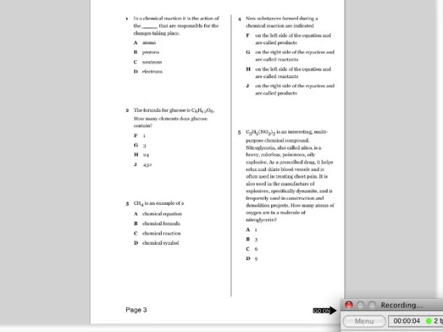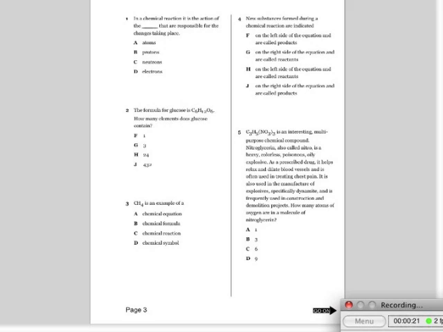Okay, so these are the questions in the second 6 weeks test, and we're just going to go over each one individually and just see where there's any problems or concerns with the questions. Okay, number one, it says, in a chemical reaction, it is the action of the blank that are responsible for the changes that take place.